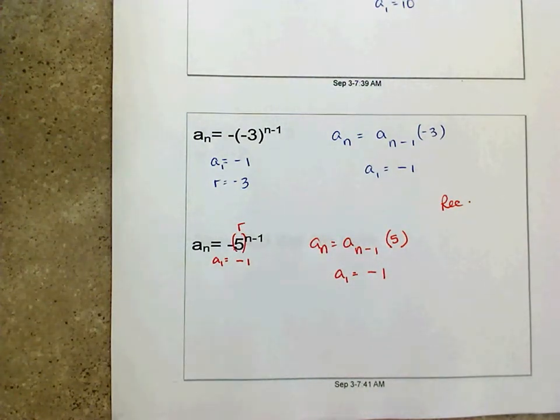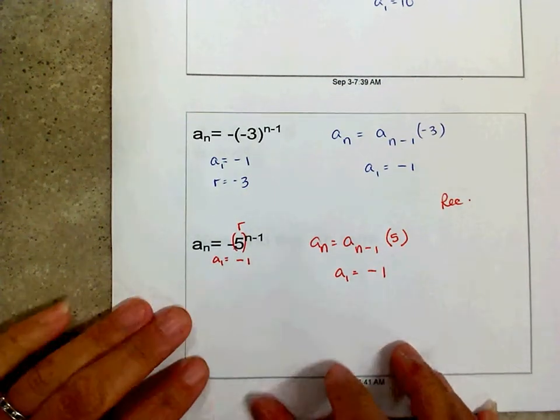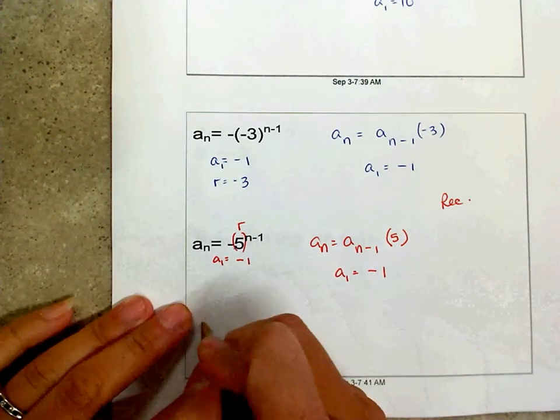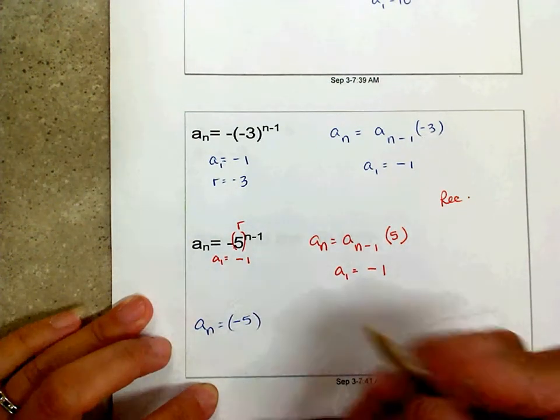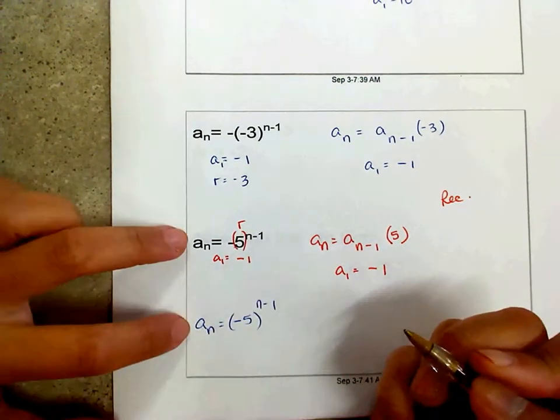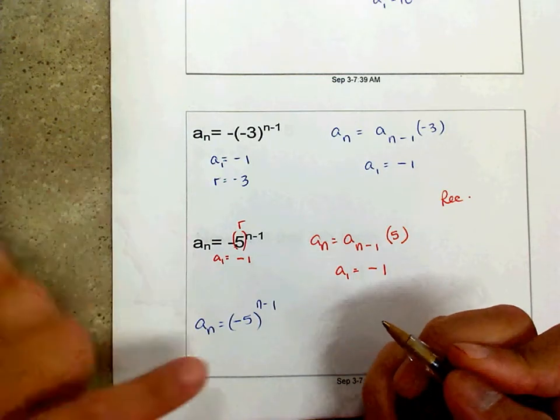Now, I'm going to write something a little different. If you want to add this to your notes, that would be wise. If I were to say -5 in parentheses, n minus 1, do you guys see the difference in this one? Okay? See the parentheses, how it matters?